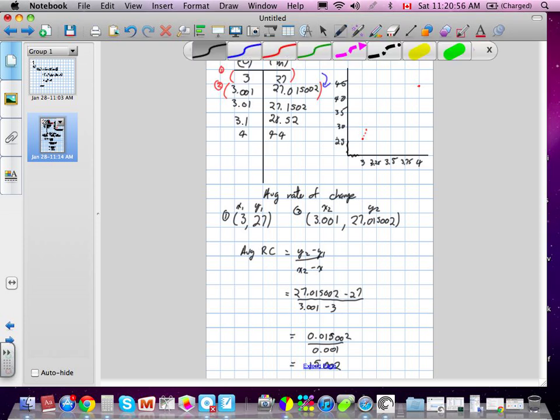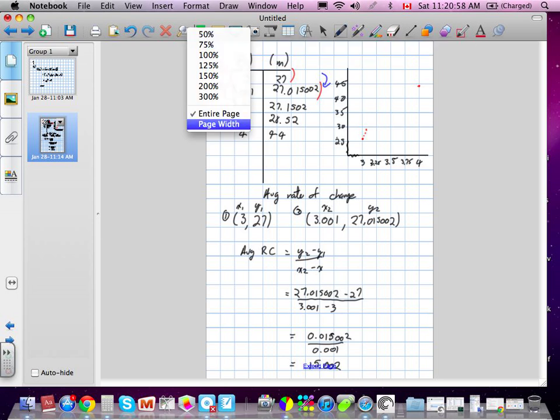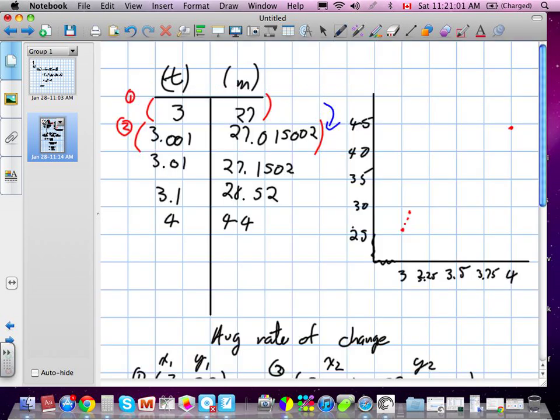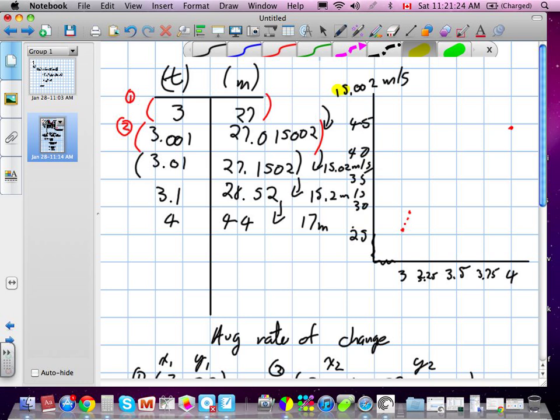From this point to this point, the rate of change was 15.002 meters a second. Then from here, I quickly did it on a calculator, we ended up with 15.02 meters a second. To here, we got 15.2 meters a second, and to here, we got 17 meters a second. What I want us to focus on is the pattern this was producing. This is not technically instantaneous. It is, like I said, average. It's very quick, but it's not exactly instantaneous.